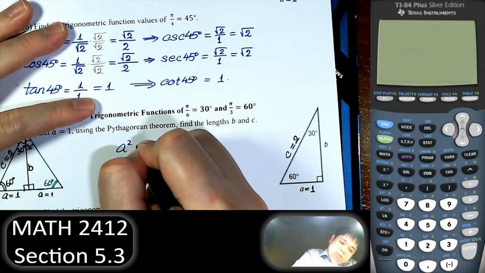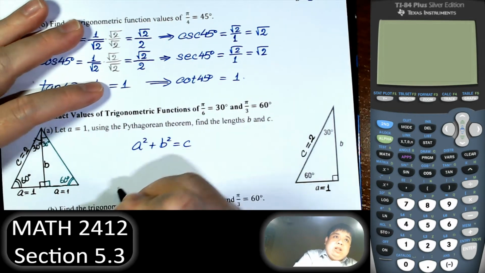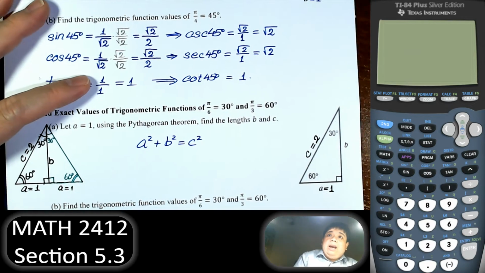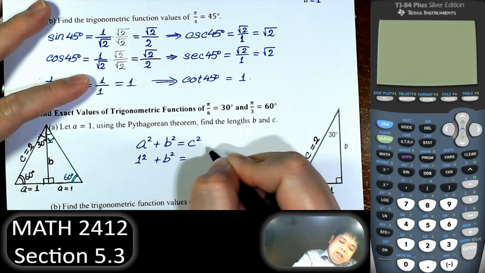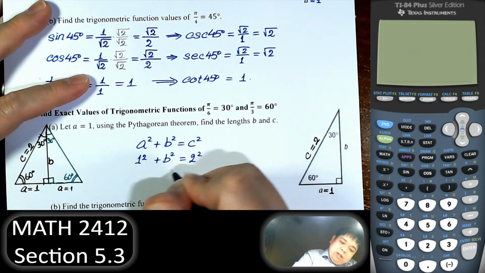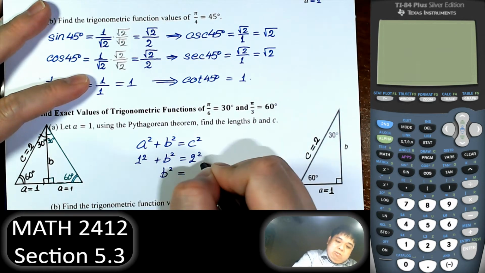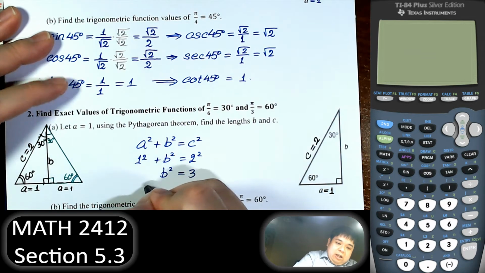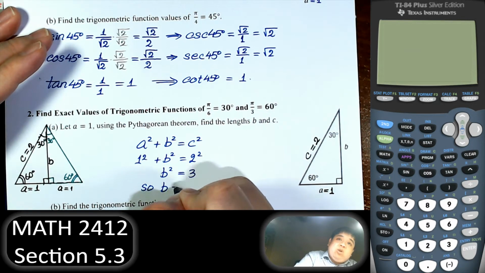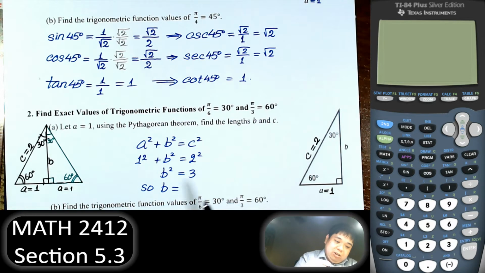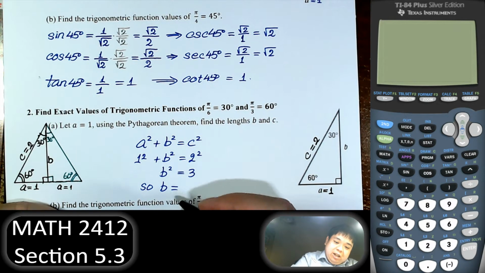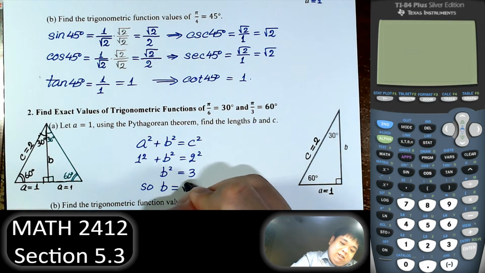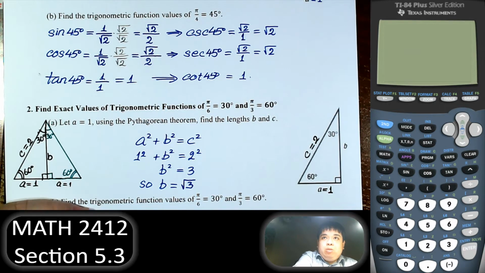A squared plus B squared is equal to C squared. A squared, 1 squared. C squared is 2 squared. So B squared is 4 minus 1, which is 3. Once again, in a right triangle, or in any geometric shape, the measure cannot be negative. So we just say the square root of 3. So B is the square root of 3.